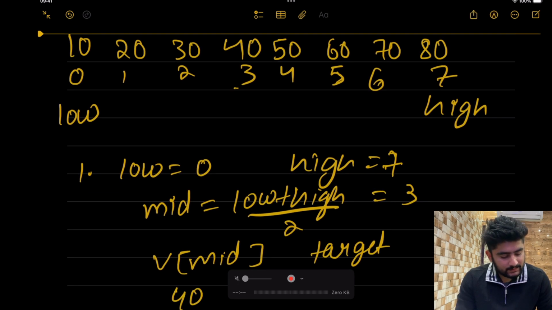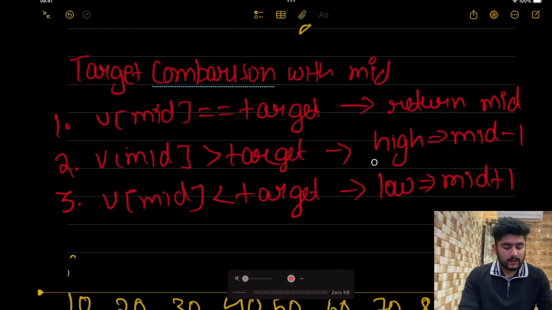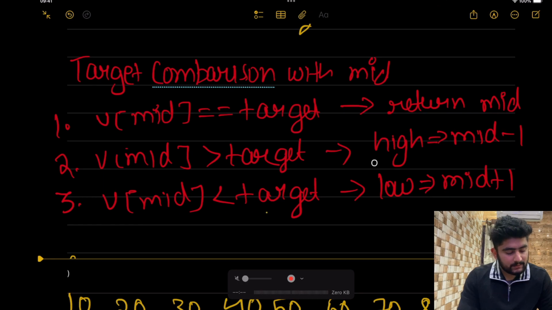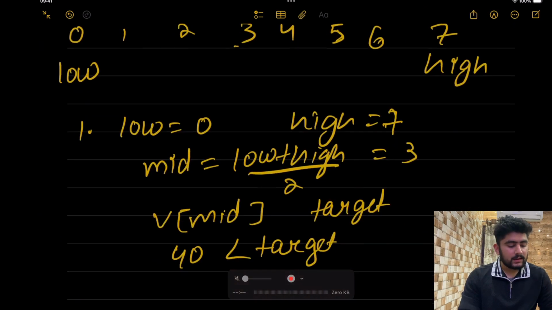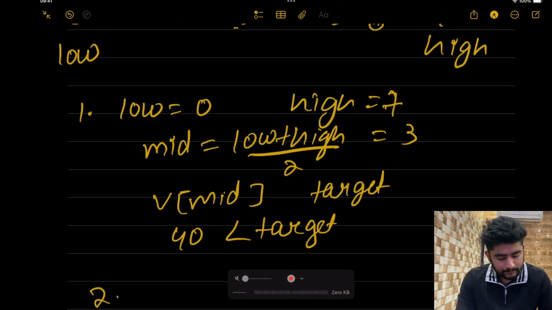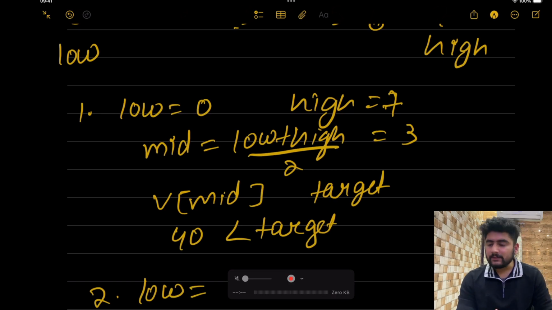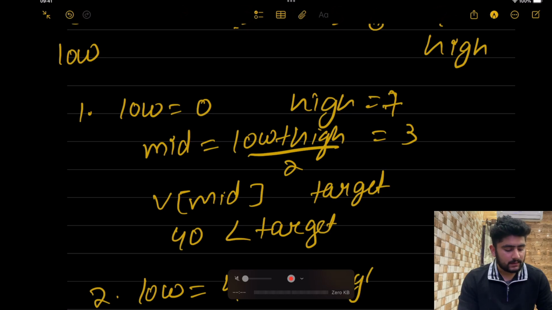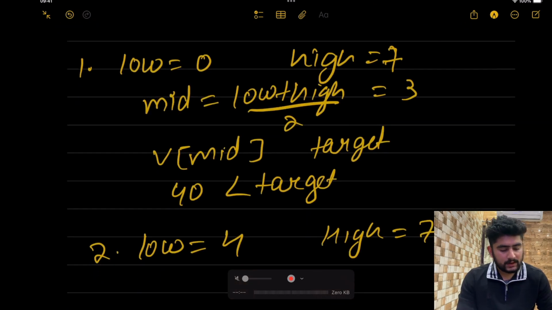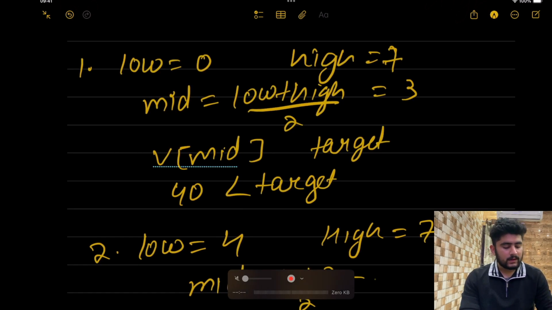40 is less than target. What will we do in this case? For v of mid less than target, we do low equal to mid plus 1. Now our low becomes mid plus 1. What is mid? Mid is 3. Now low will become 4 and high will remain the same as previous, 7. Now again we find mid. Mid is 4 plus 7 divided by 2, that is low plus high divided by 2, which becomes 11 by 2, which is 5.